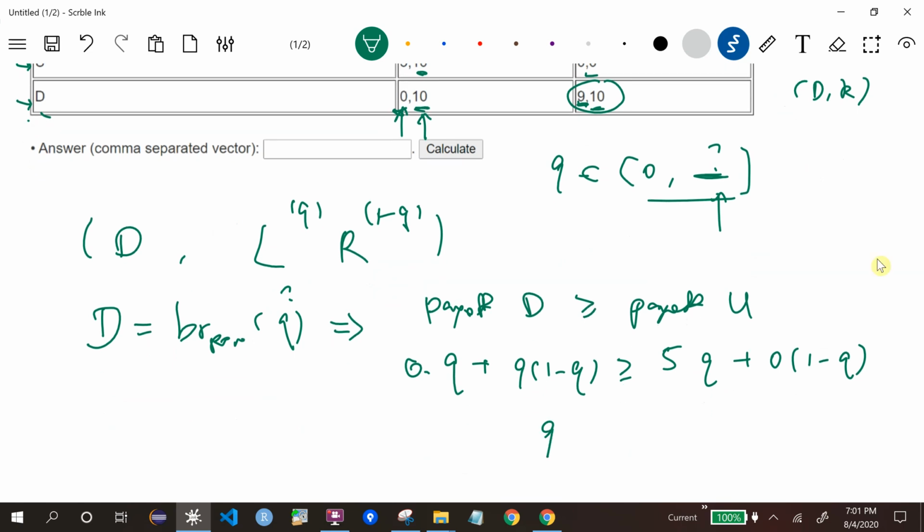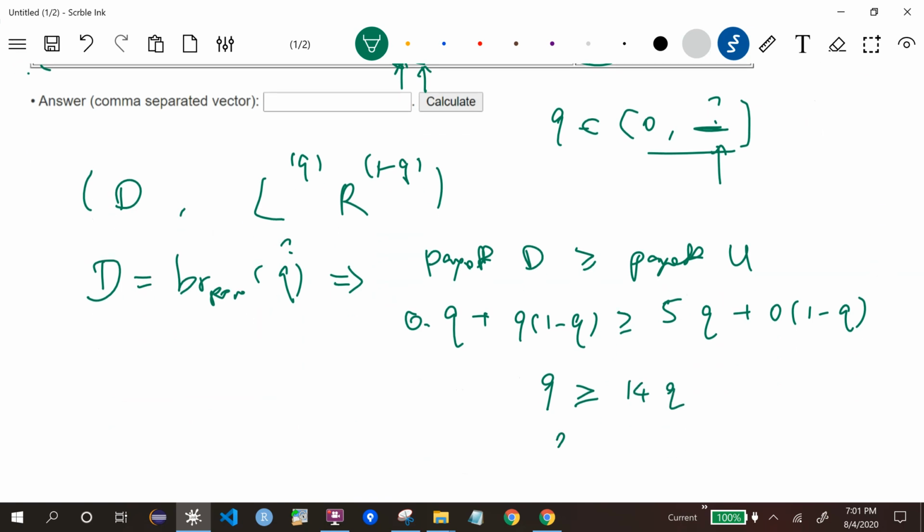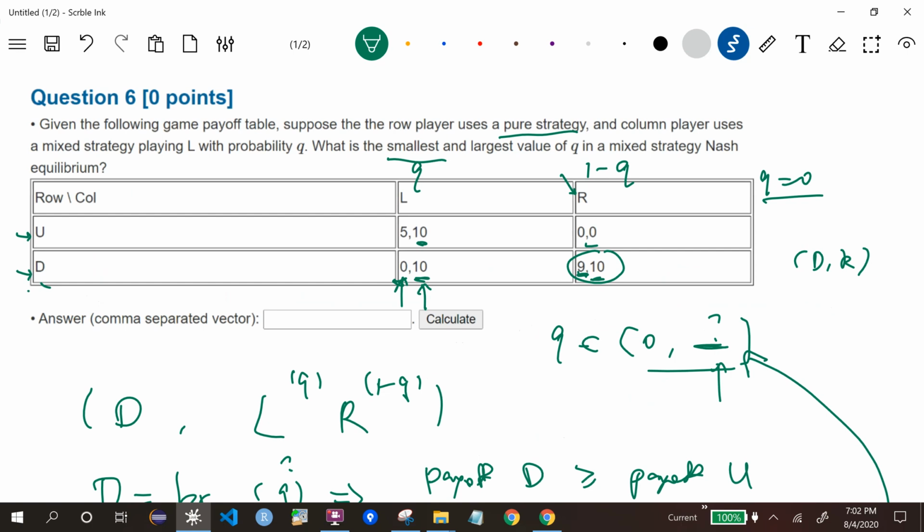So 9 is larger than or equal to 14Q, and Q should be less than or equal to 9 over 14. That also confirms that Q must be larger than 0 for sure. Since this is a less-than-or-equal sign, the range is between 0 and this number, not this number and 1. So the answer to this question: the smallest number is 0 and the largest number is 9 divided by 14.